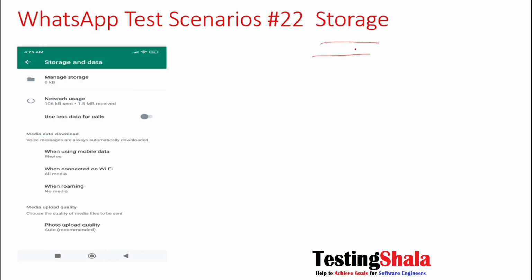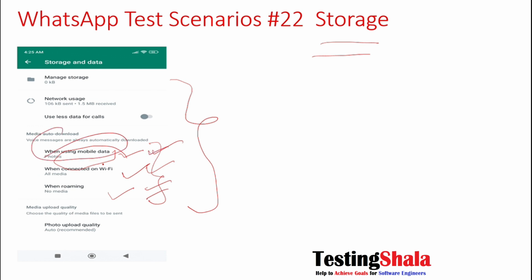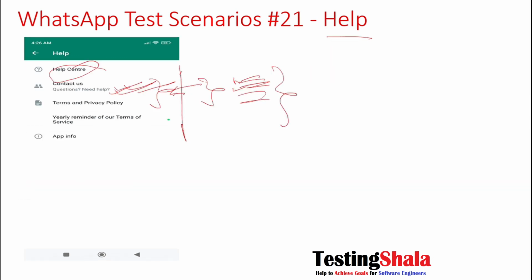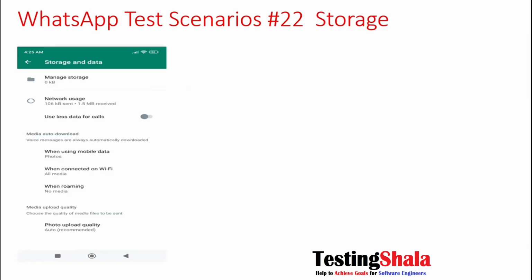And the next scenario is in terms of storage. Whatever options we select here, we should write different test cases for every possible combination, to ensure that for whatever different flows we have, the right test cases are there for every flow of the functionality of WhatsApp. That guarantees that we are testing WhatsApp thoroughly.